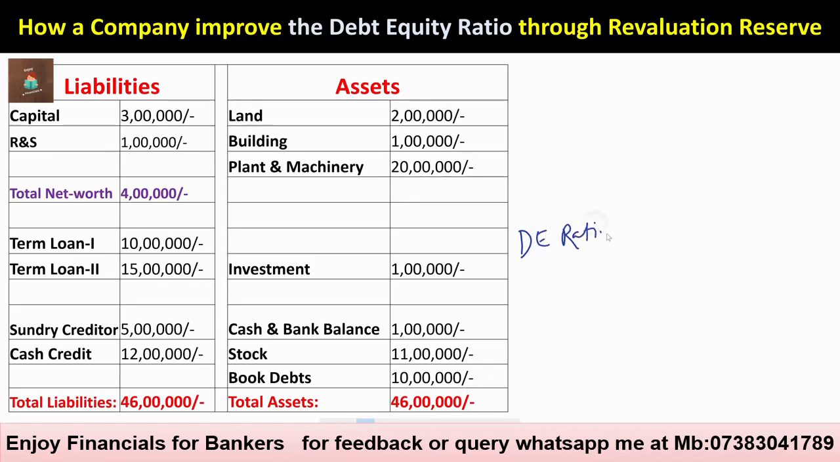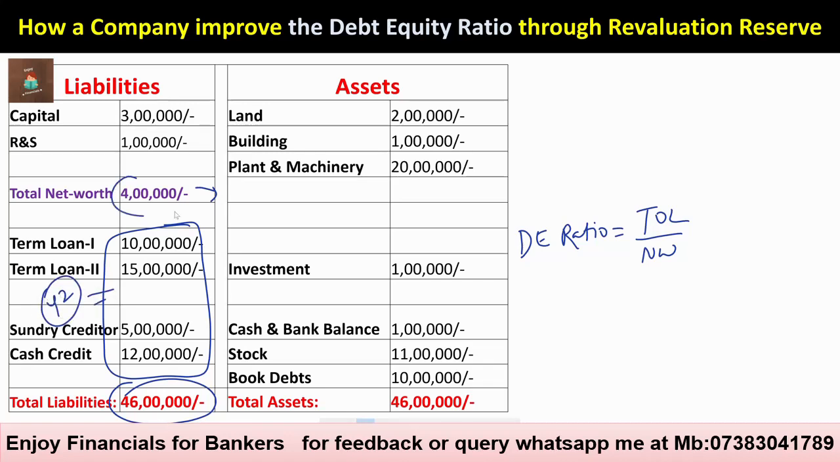The formula for the D ratio is total outside liability divided by the net worth. Total outside liability means, if you have the total size of the balance sheet minus total net worth, then also you will have the same figure, right? If you calculate, total outside liability is 42 lakh rupees and net worth is 4 lakh. Another way to calculate: 46 is the total size of the balance sheet minus 4 is the net worth, so it is coming 42 lakhs divided by 4. So now the D ratio of the company is 10.50.